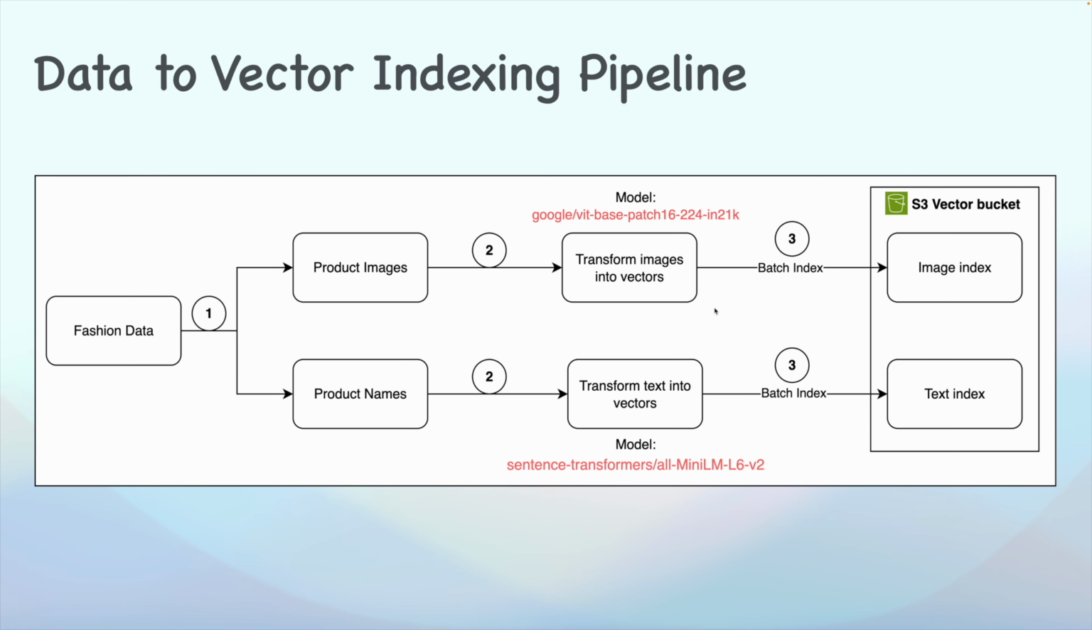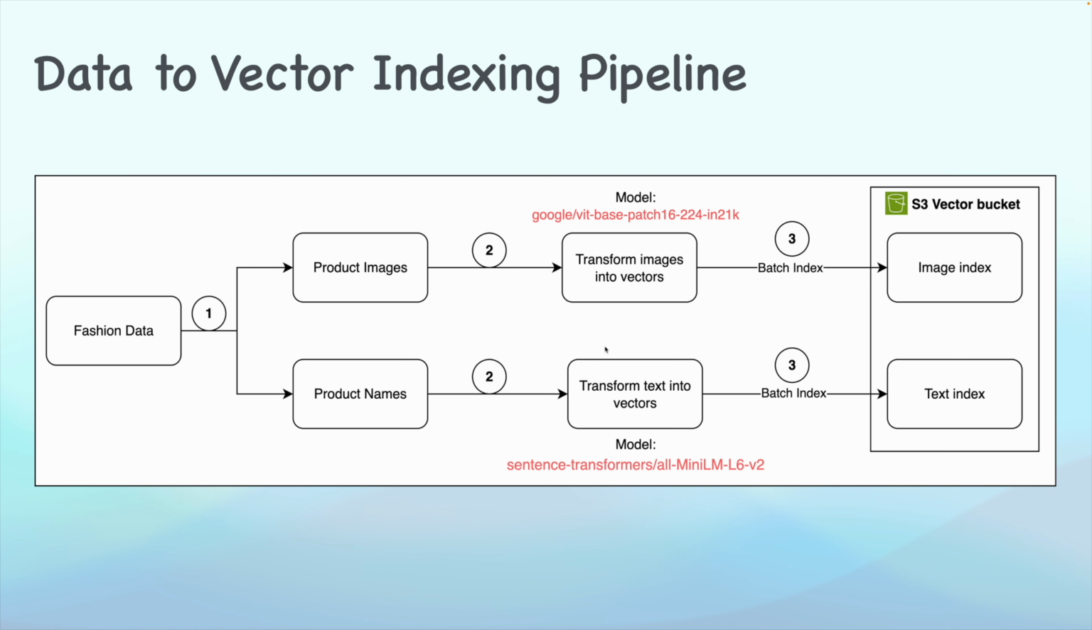The next step would be the data to vector indexing pipeline. In this step, we will prepare our fashion dataset, which contains both product images and product names. As step one, we will start with our fashion data, splitting it into two parallel streams. That is one stream for product images and a second stream for product names. As step two, we will use Google's Vision Transformer model to transform each image into a vector representation. And similarly for text, we will use a Sentence Transformers model to transform each product name into a vector.